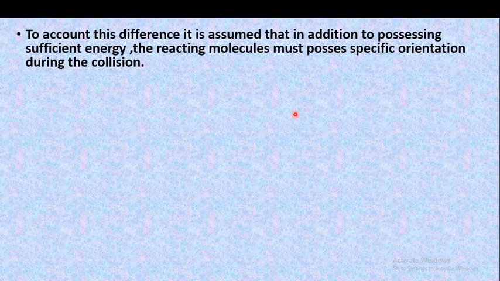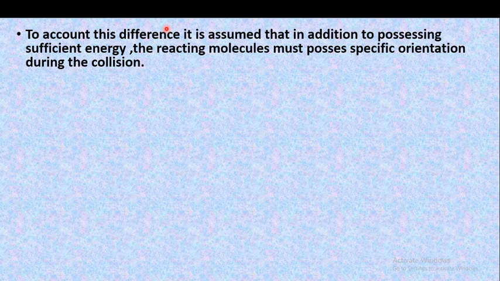So to account for this difference, why is it about 10 raised to minus 5? It is assumed that in addition to possessing sufficient energy, the reacting molecules must possess a specific orientation during collision. We have studied that for a reaction to occur, they must possess sufficient energy, which we call the activation energy. Means the activation energy is the minimum amount of energy that the reactant molecules require before they can react.